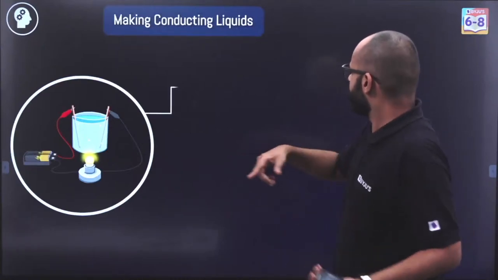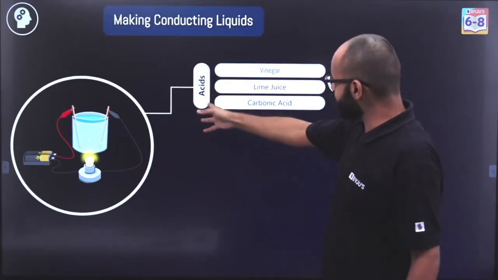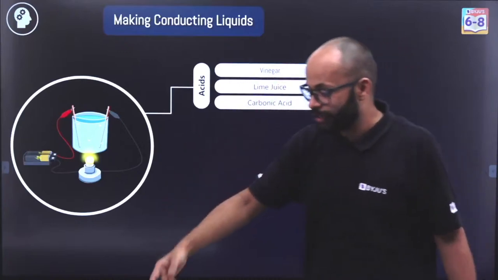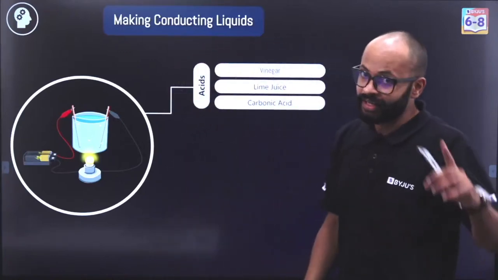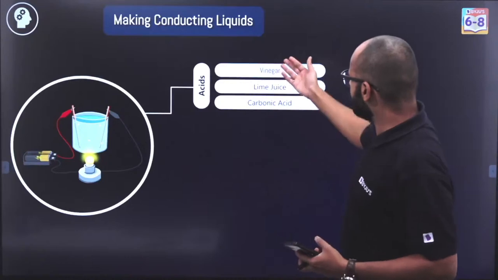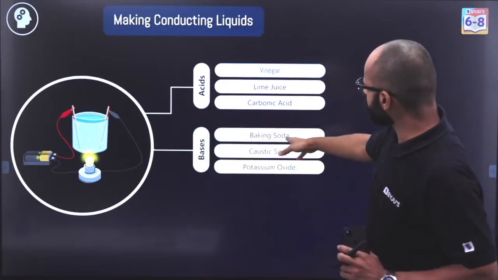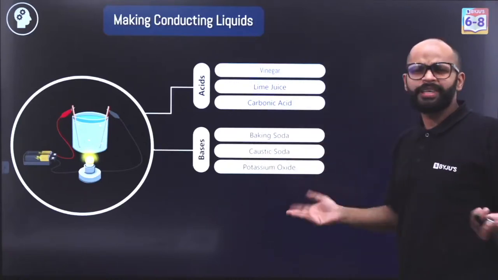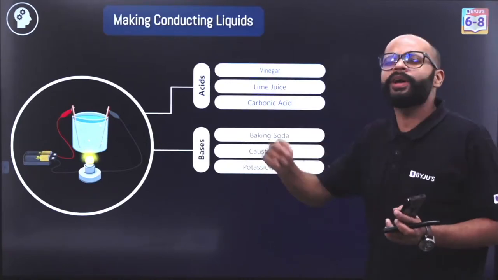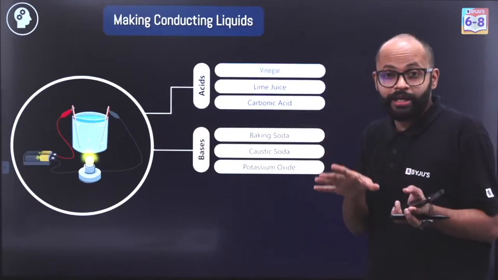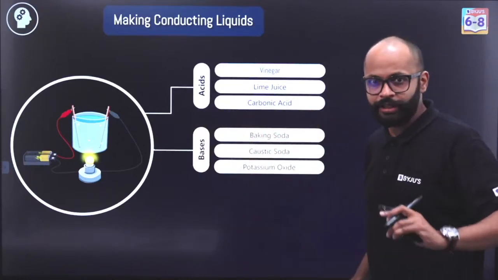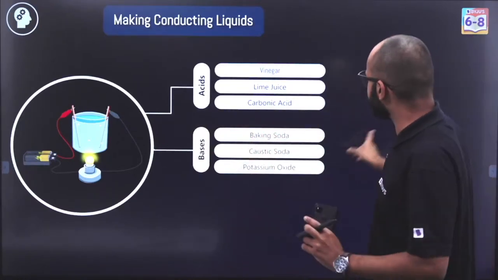You can make them by adding acids. Acids will give you H+ ions. We have talked about this, haina? We have learned about this in the one-shot session. Vinegar, lime juice, carbonic acid, acids will do. Bases, baking soda, caustic soda, potassium oxide, bases will also do, haina? They will give you OH- ions. I'm talking chemistry language, it's okay. It's some extra knowledge I'm telling you, but we have done all these things in one shot, theek hai?